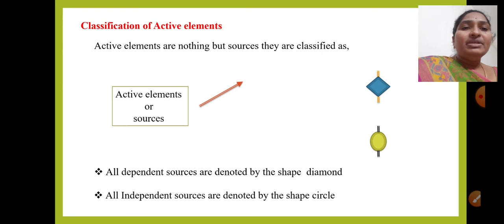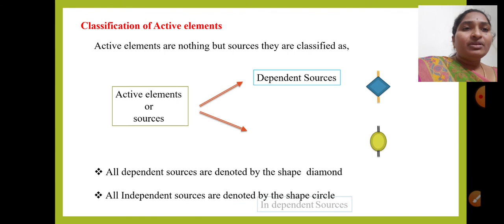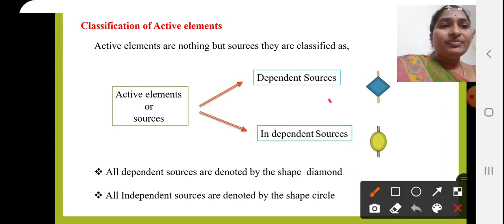The active elements are the elements which will supply energy to the loads. So these active elements are usually classified into two types: dependent sources and independent sources. What are the dependent sources? These are the sources which are dependent on some other quantity in the same network, either voltage or current.